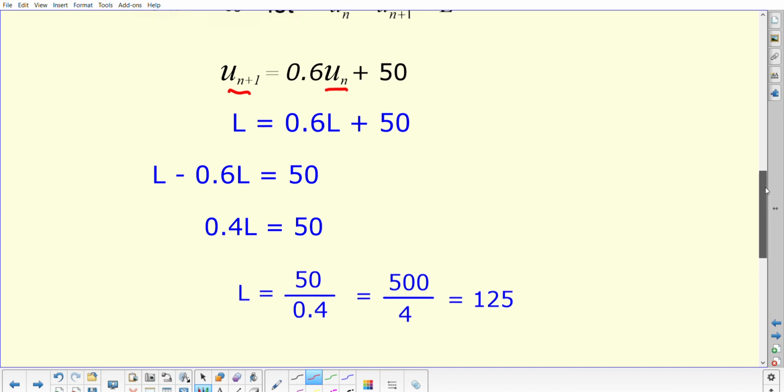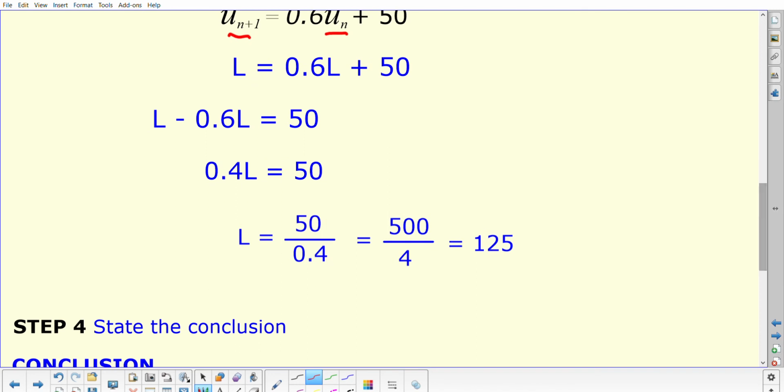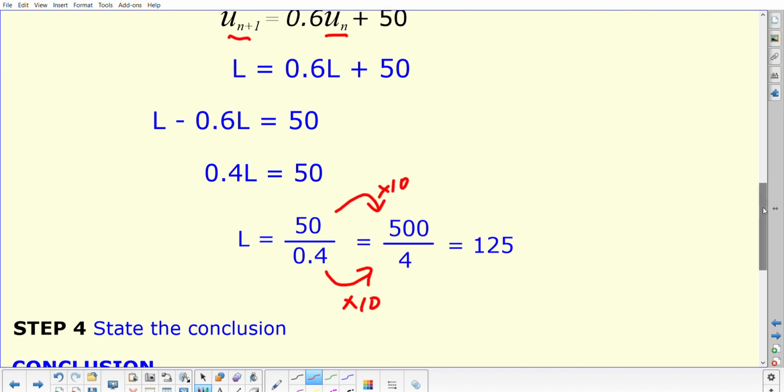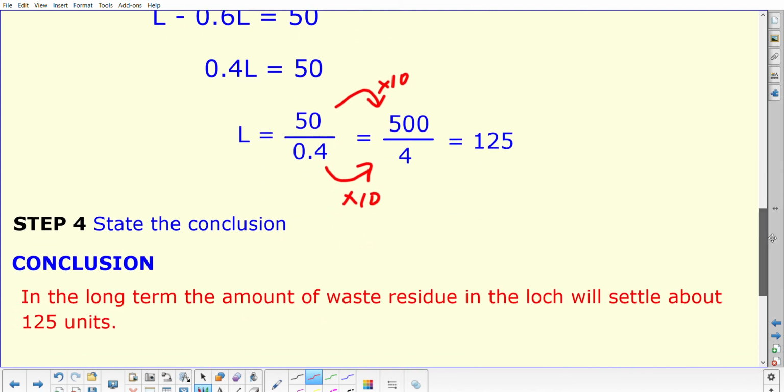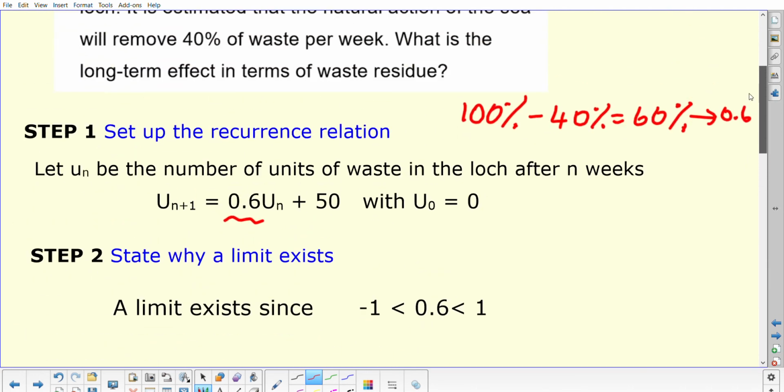You could get this in a non-calculator paper, so you would times by 10, which gives you that equivalent division. 500 divided by 4 is 125. So your conclusion, in the long term, the amount of waste residue in that loch would settle about 125 units, and you'd need that conclusion. So there are 4 steps to these types of questions. Set up a recurrence relation, including the U0 value.